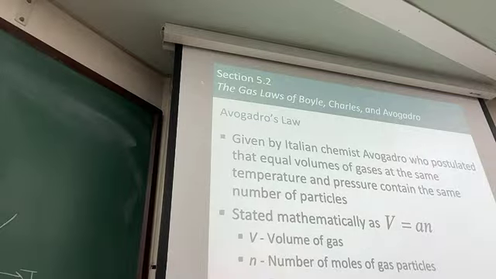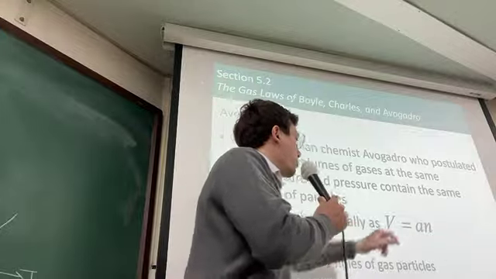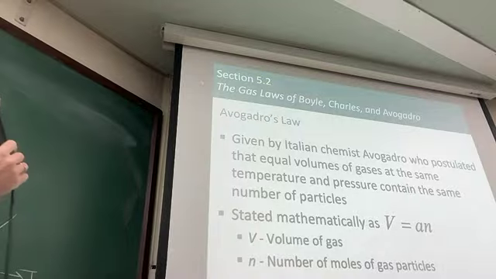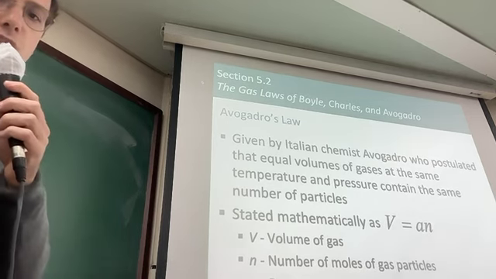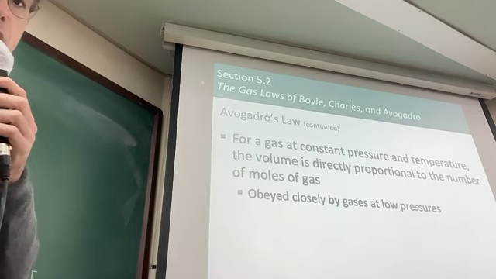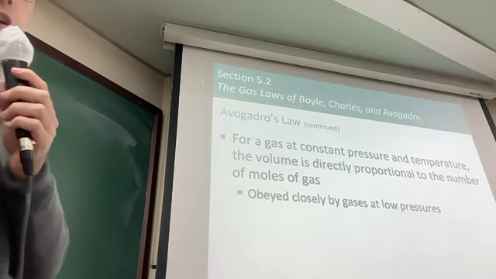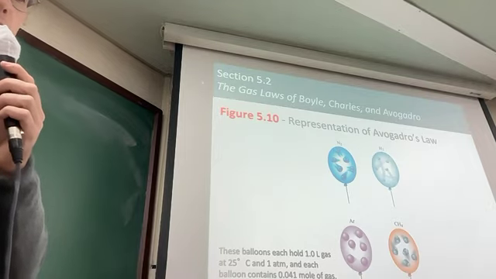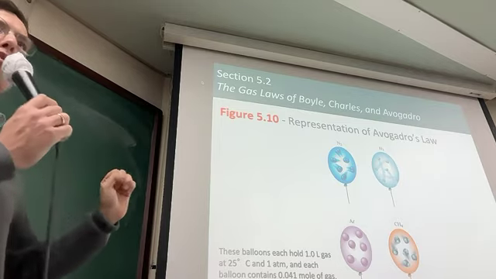And that is what Avogadro, an Italian chemist, also realized. He postulated that the volume is proportional to the number of moles of particles, or the particle numbers, and there's another proportionality constant there. So for a gas at constant pressure and temperature, the volume will be directly proportional to the number of moles. That also means that when you have different gases with the same number of particles, they will always have the same volume.